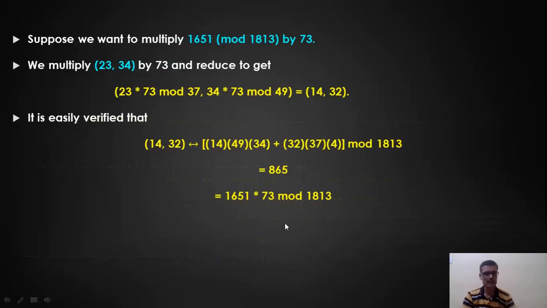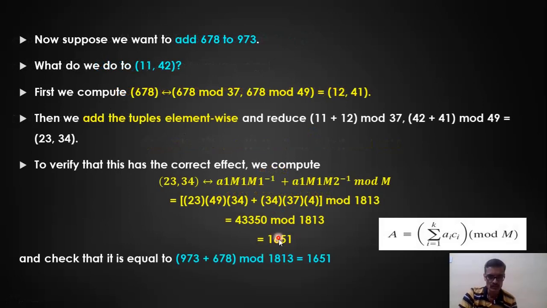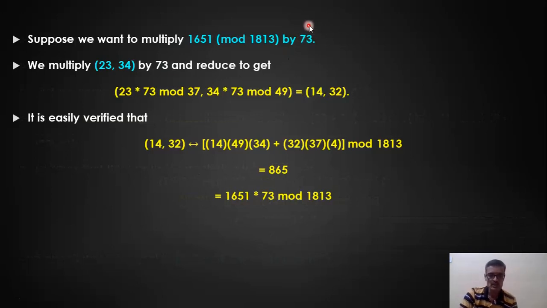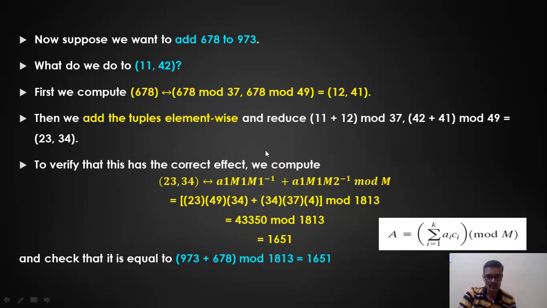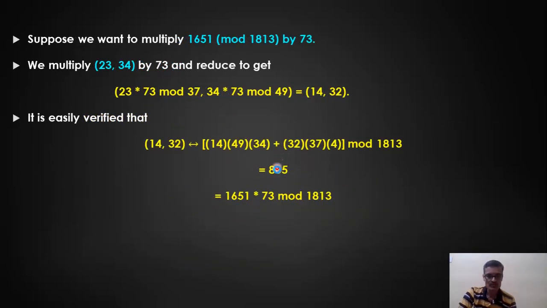Now say I want to multiply that 1651, whatever I got here, the tuple equivalent is 23 and 34. This number is my first number, and let us say I want to multiply it by a small number, say 73. How to do that? Consider a tuple, multiply each element by 73, and take the residue mod 37 and 49. I get a tuple here, 14 and 32. Convert this tuple back into the original number by using the same formula, and we'll get the answer as 865. That is 1651 multiplied by 73 mod 1813 is 865. This is the answer I'll get.